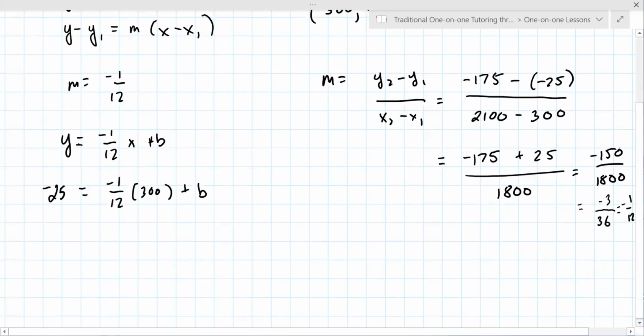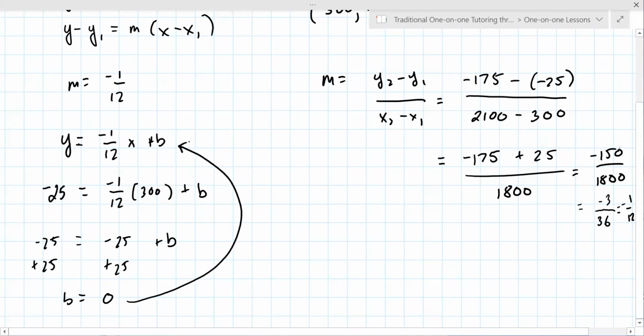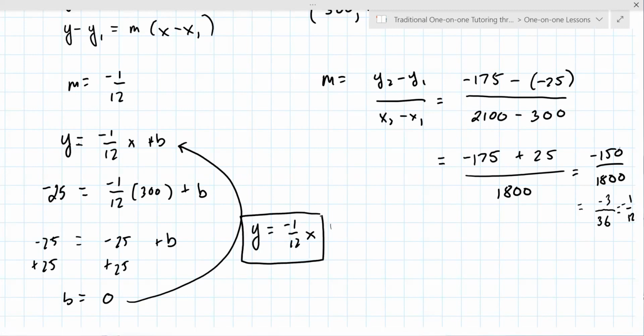Okay. So now you've got to reduce here. 300 is divisible by 12, believe it or not, it's 25. So it's minus 25 plus b. When you add 25 to both sides, you get b equals 0. And that means that you can go back to this equation right here. And your equation is y equals negative 1 over 12x plus 0, but you don't write that. You just write y equals minus 1 over 12 times x. Okay, that's part C, what we just did there.